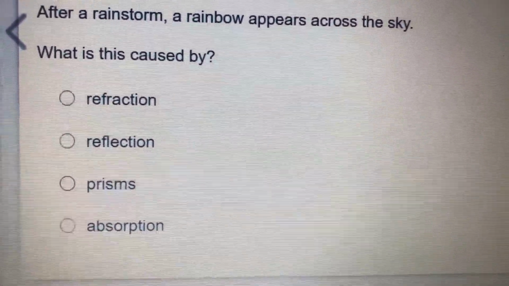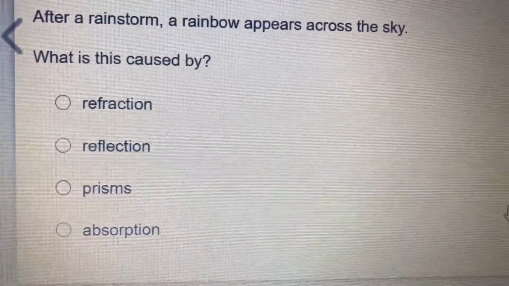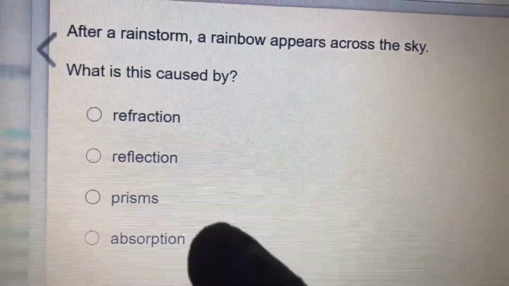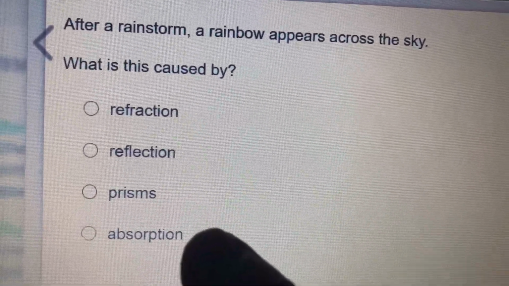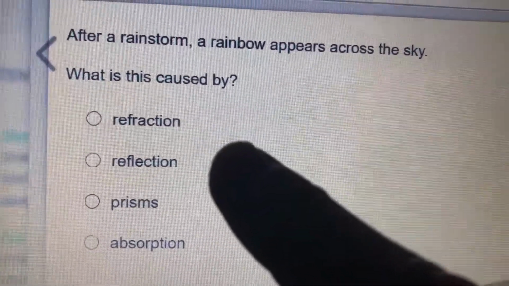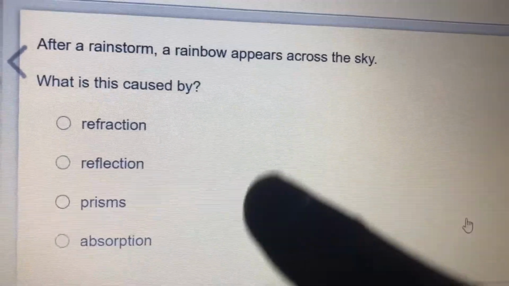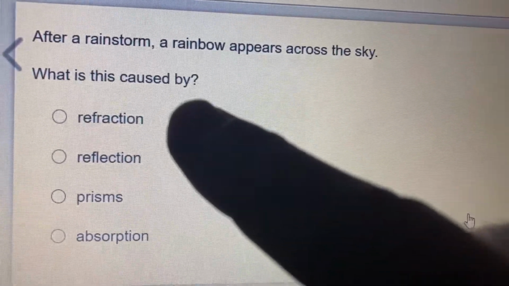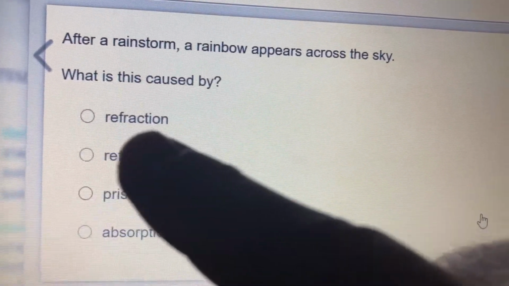So prism is not really an action. It is a name of something. Is the light being absorbed? Is it absorption? Is the light being reflected, or is the light being refracted? So what is happening when there is a rainbow? What's actually happening is refraction. That's what's happening. Refraction. Ready for another question?